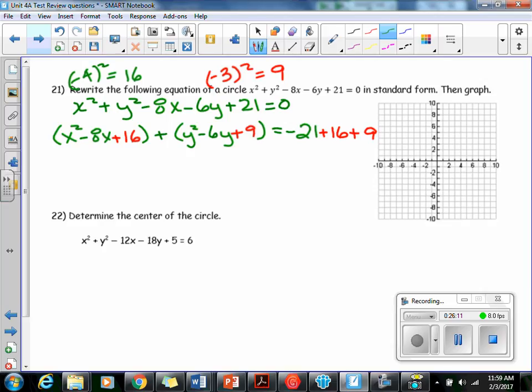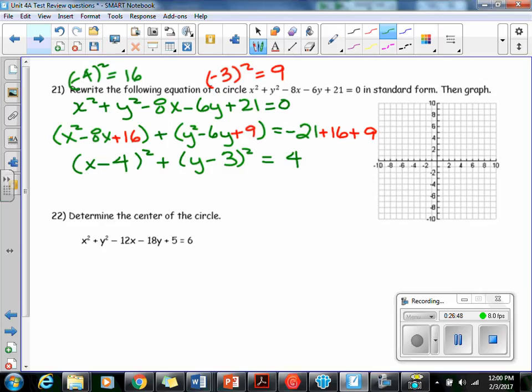In creating the perfect square trinomial, this is going to factor perfectly. What does it factor to be? All right, x minus 4 squared. What does this y term factor to be? Y minus 3 squared. Now, some of you are not paying attention and you need to be. Y minus 3 squared equals, I know over here, 16 plus 9 is 25, and 25 minus 21 is what? 4. So now it's in standard form.